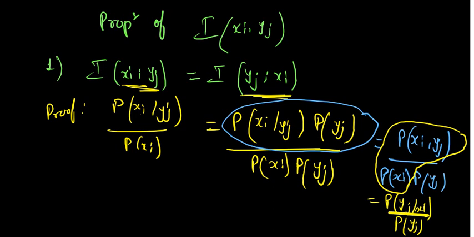So in words, just take a note of it, that the information provided by the occurrence of event y equals yj about the event x equals xi is identical to the information provided by the occurrence of the event x equals xi about event y equals yj. It's very simple, right? So there is something called conditional self information as well.